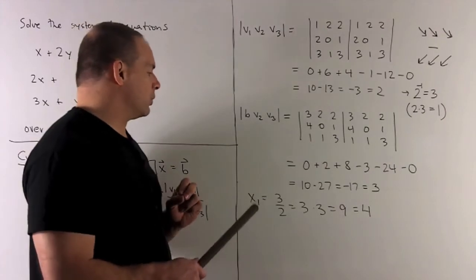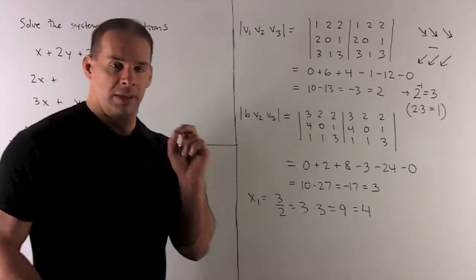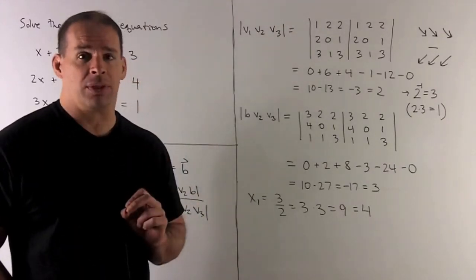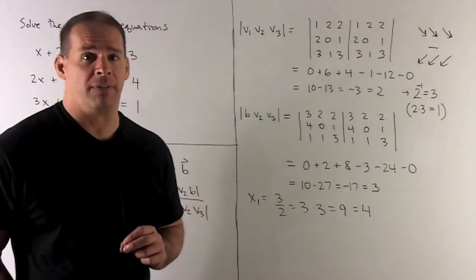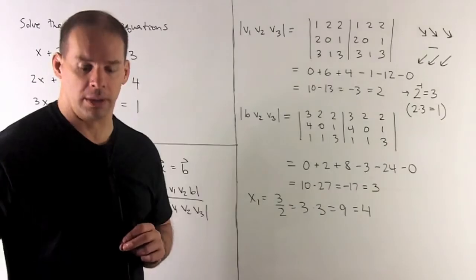So x1 is going to be equal to 3 over 2. The inverse of 2 is going to be equal to 3. So this is just 3 times 3, which is 9. Subtract the 5 off, and I get a 4 for x1.